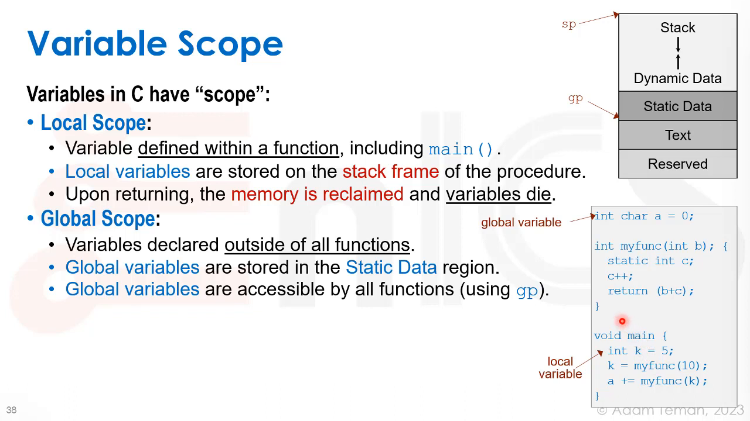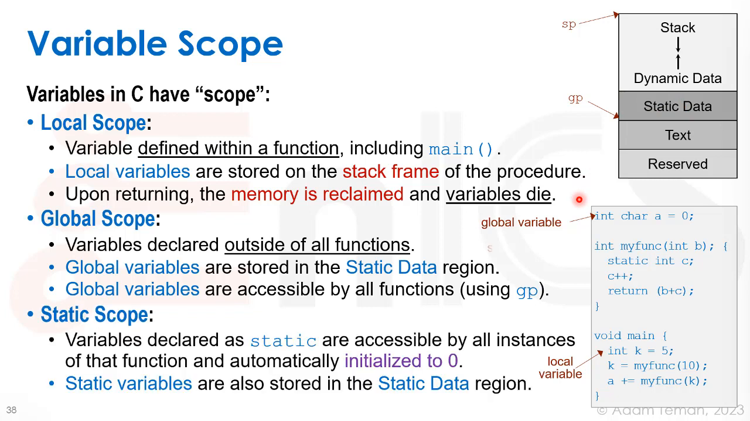Okay, global scope, on the other hand, are variables that are defined outside of functions. So, for example, this variable here, char a, that's outside of these functions, main or myfunc and so forth. So it's a global variable, and everyone needs to know about it. And therefore, there's a special area that is called the static data where it is going to be stored. So we have the global pointer that is going to be pointing at the beginning of the static data, and therefore we can just address all of the global variables that are stored inside here.